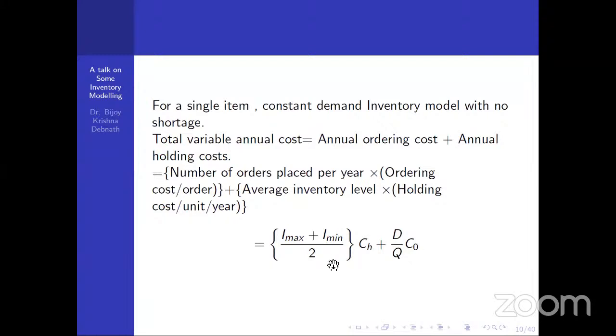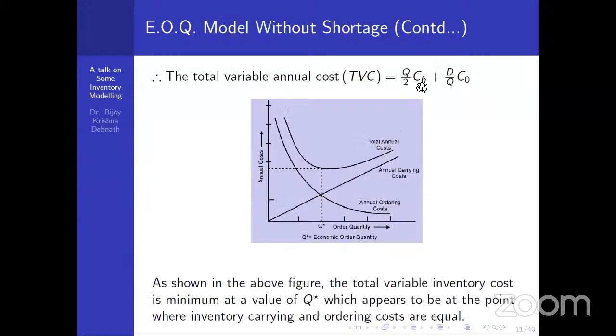Now if your minimum inventory level is 0 and maximum inventory level is Q, the holding cost will be Q half into CH, that means Q by 2 into CH, plus D by Q into C naught. That is your total variable cost. These two are variable, that means they depend on this Q. No other cost depends on Q, but these two costs depend on Q only, right?